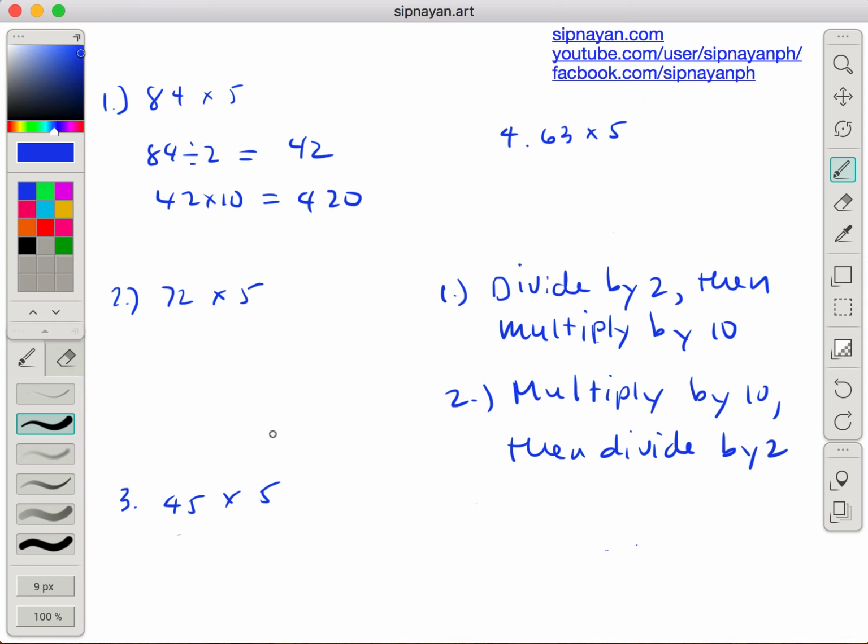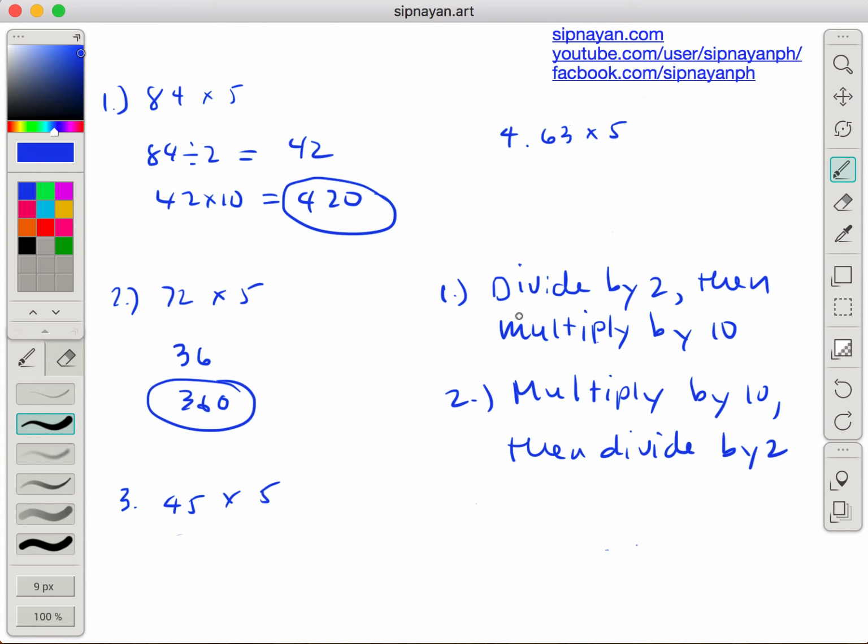Okay. So, yung 72 times 5, pwede rin siya sa dito, no? Divide by 2, obvious naman na 36. Tapos, ang 36 times 10, no? is 360. Pwede nyo i-check, no? Tama yung mga sagot na yan. Next is 45 times 5.